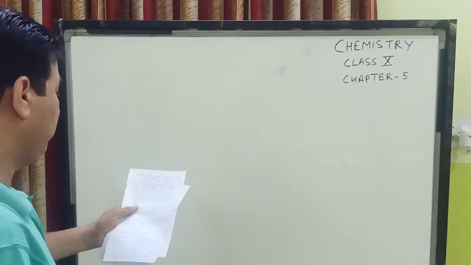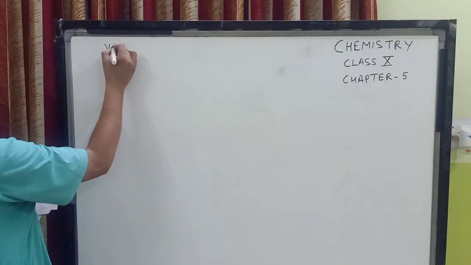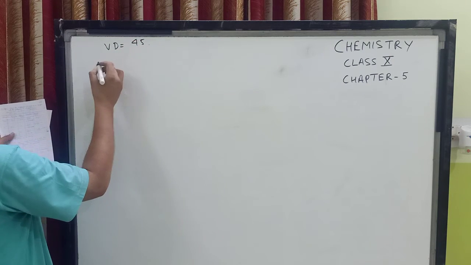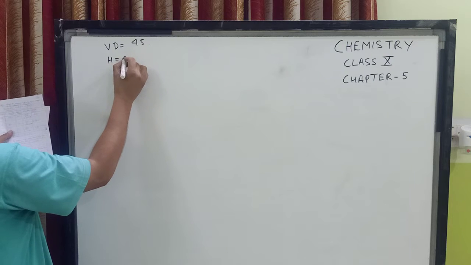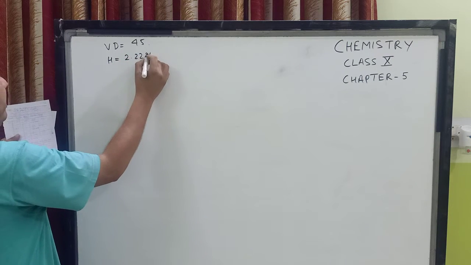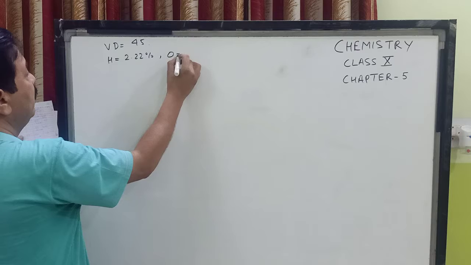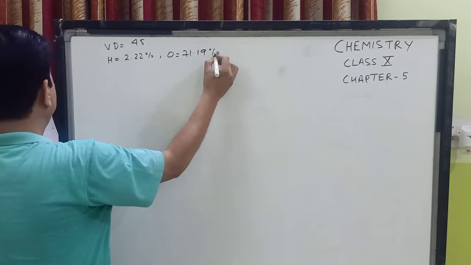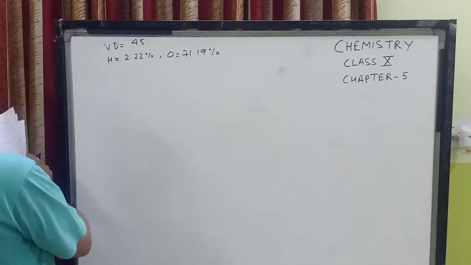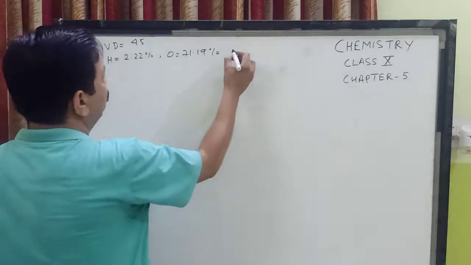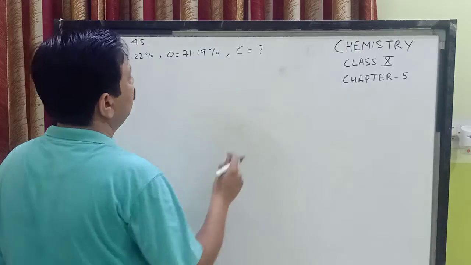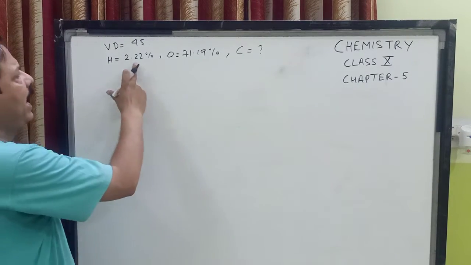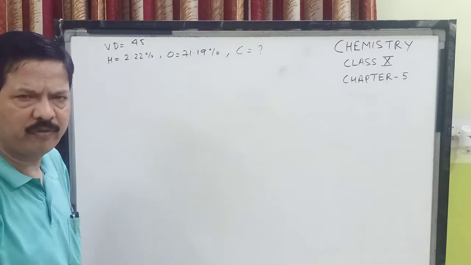An organic compound which has vapor density, the vapor density of this compound is given as 45. It has the following percentage composition: hydrogen 2.22%, oxygen 71.19%. And children, the remaining is carbon. So he is not giving you carbon, but you can find it out. Carbon can be calculated by adding these two values and subtracting from 100.